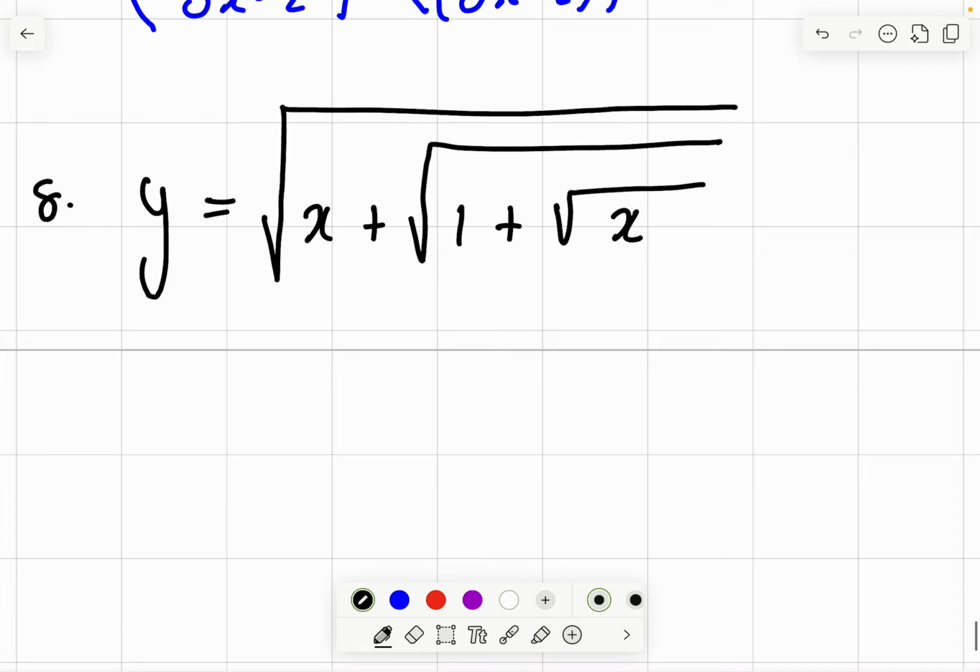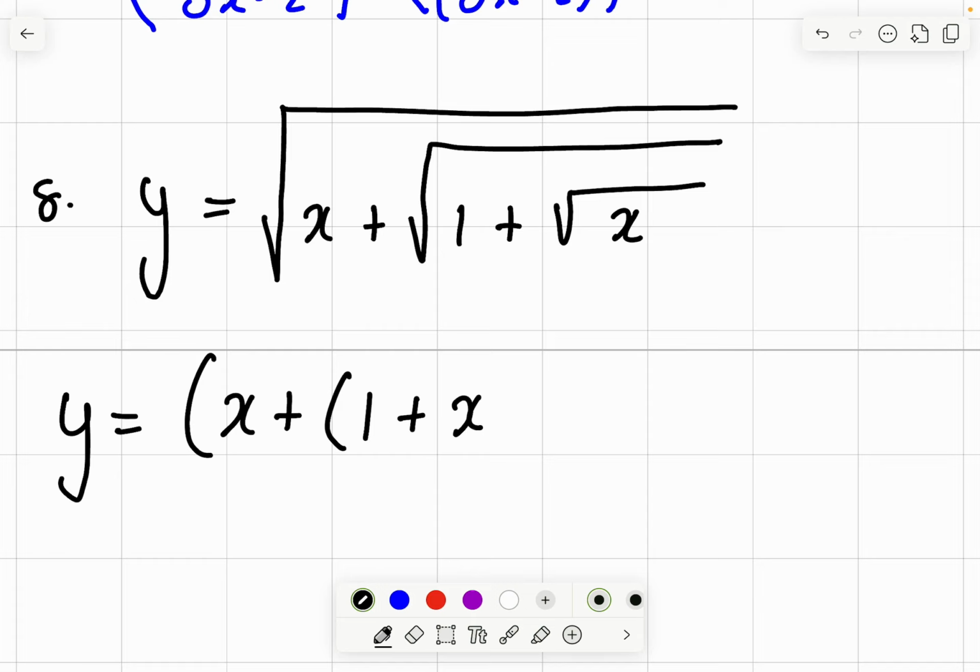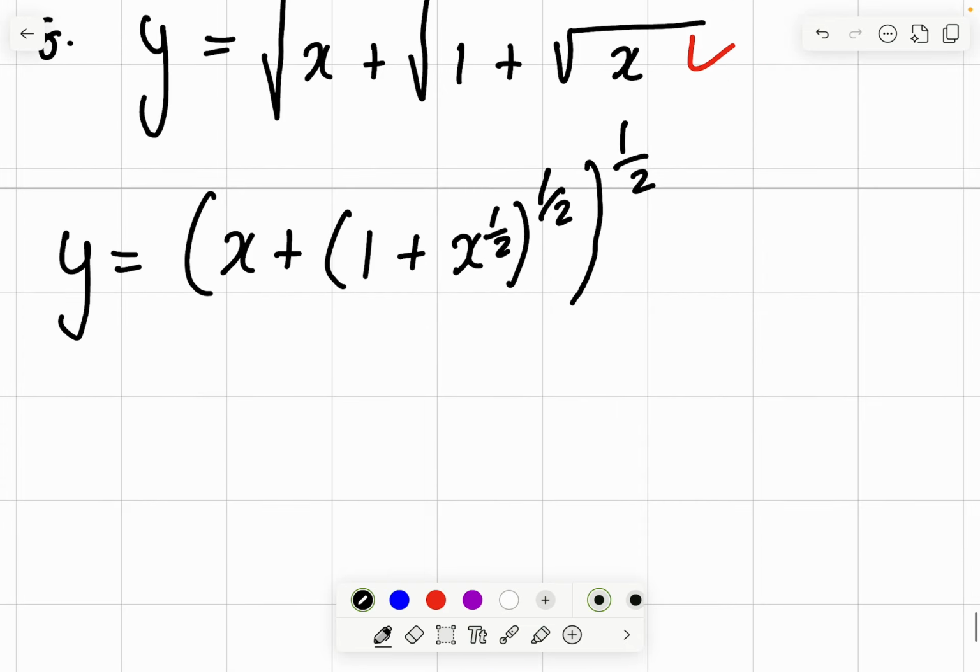For you to derive that thing, start by simplifying it. Right? You say y equals, you remain with x plus, you remain with 1 plus, you remain with x to the 1 over 2 for this square root. This 1 over 2 is for this square root. Therefore, this square root will have its 1 over 2, and that outermost square root is going to have its own 1 over 2. For now, you start deriving.